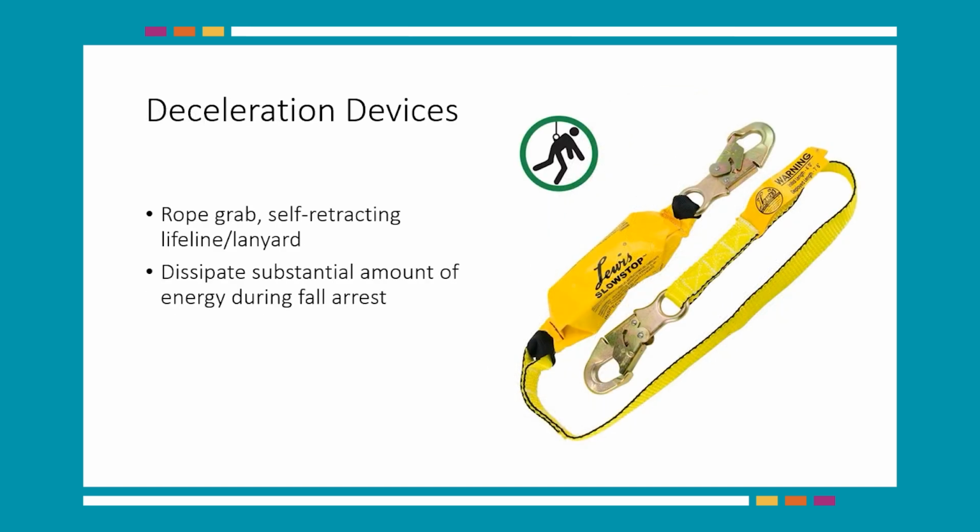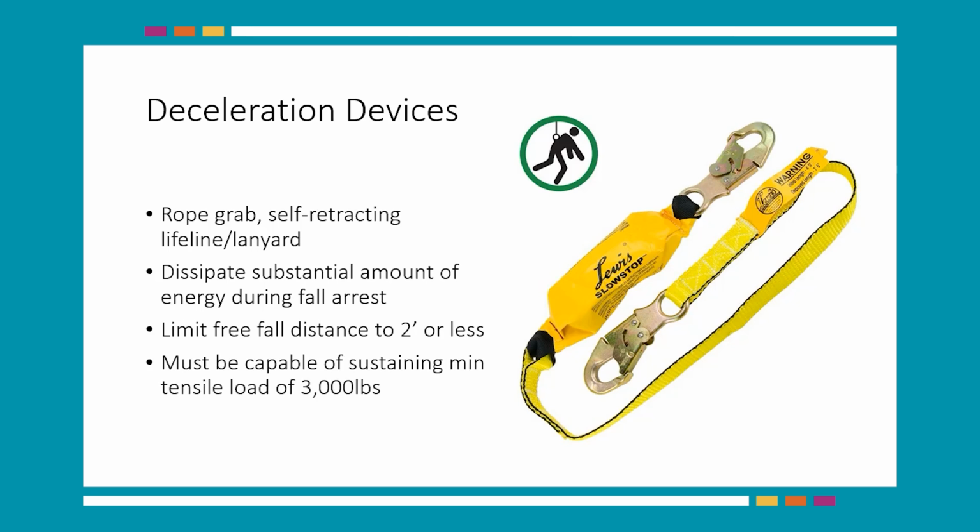A deceleration device is a mechanism, such as a rope grab or self-retracting lifeline and lanyard, used to dissipate a substantial amount of energy during a fall arrest. Self-retracting lifelines and lanyards automatically limit freefall distance to 2 feet or less, and must be capable of sustaining a minimum tensile load of 3,000 pounds applied to the device with the lifeline or lanyard in the fully extended position.